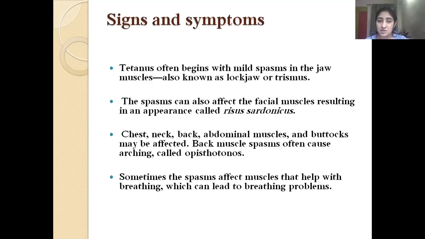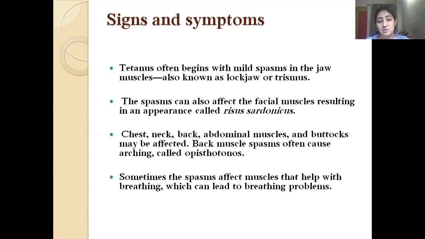Signs and symptoms. Tetanus often begins with mild spasm in jaw muscles, also known as lockjaw or trismus. Spasm can also affect the facial muscles, resulting in an appearance called risus sardonicus. Chest, neck, back, abdominal muscles, and buttocks may be affected. Back muscle spasms often cause arching called opisthotonus.